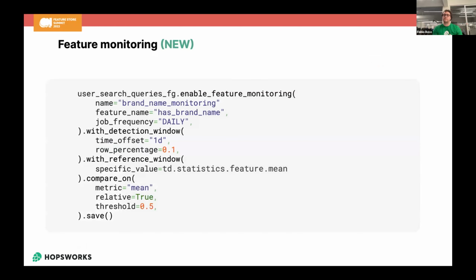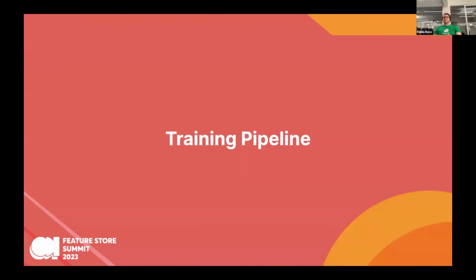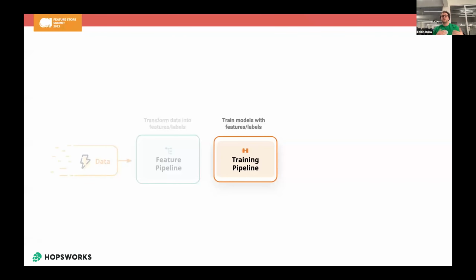It's the same API for batch, and the same API to monitor real-time pipelines. You can have a look at the documentation, which is going to be available soon as well, to look at this API. The next step, once the feature has been produced, is to train a specific model.